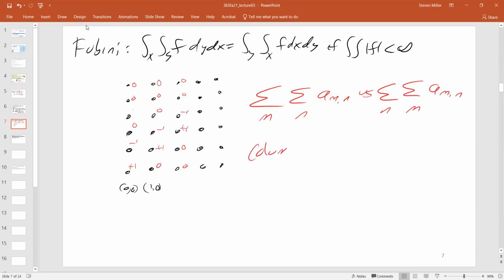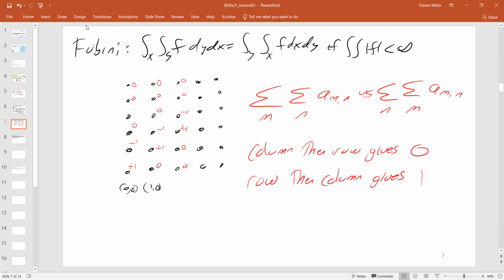So column, then row gives 0. Row, then column gives what? 1. Because if I look at the row sums, the first row sum is 1, every other row sum is 0. So depending on how I add things, I can get a different answer.